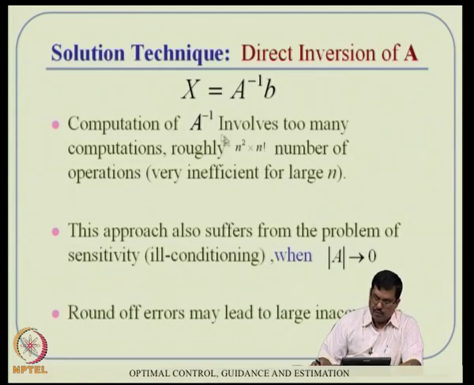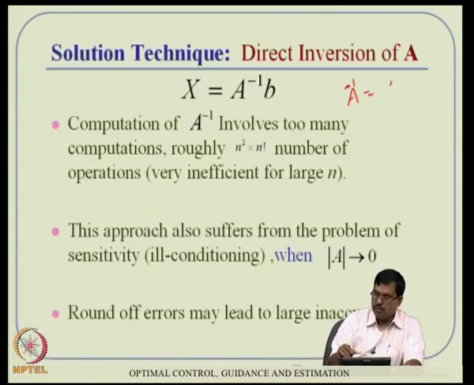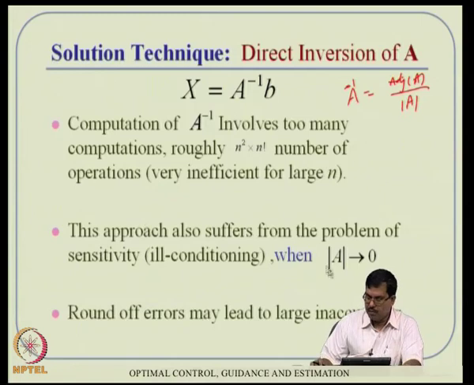Now, this approach does not just suffer from this computational headache. It also suffers from other problems, like what is called ill conditioning. Now, remember, A inverse is nothing but adjoint of A divided by determinant of A, right. A inverse is equal to adjoint of A divided by determinant of A. So if determinant of A goes to 0, that means you are approaching singularity, then this is a serious problem, because you cannot just talk about division by that and things like that.